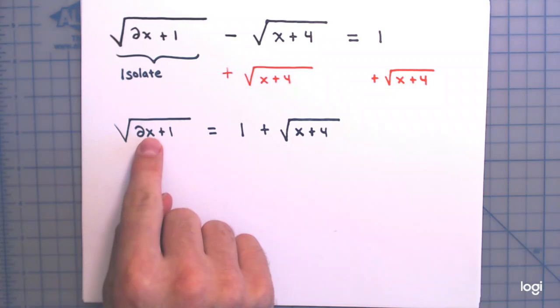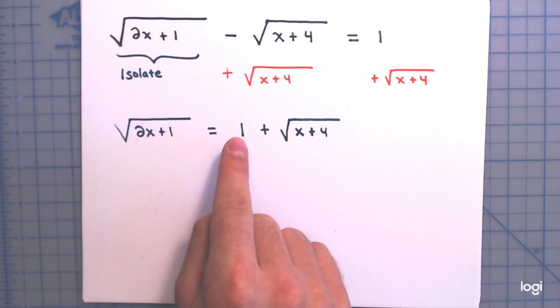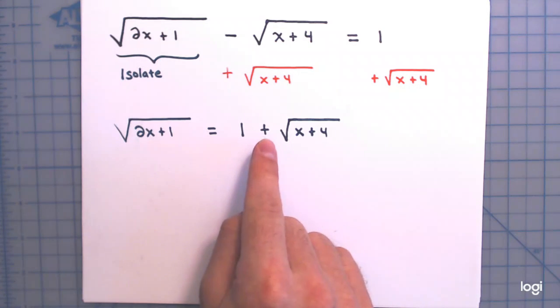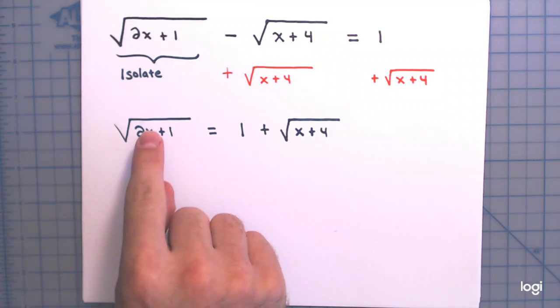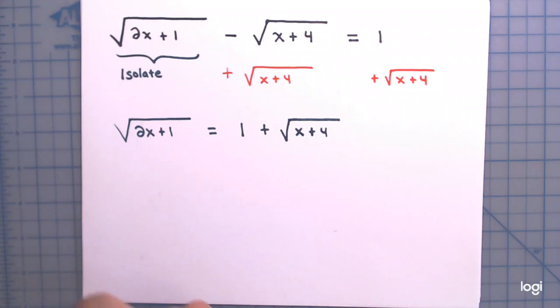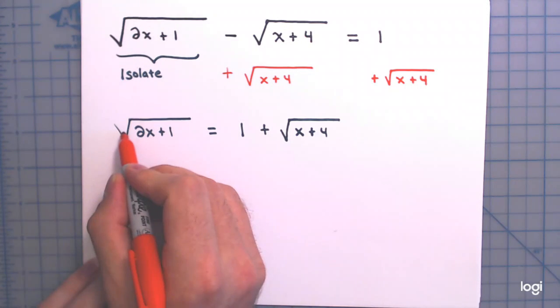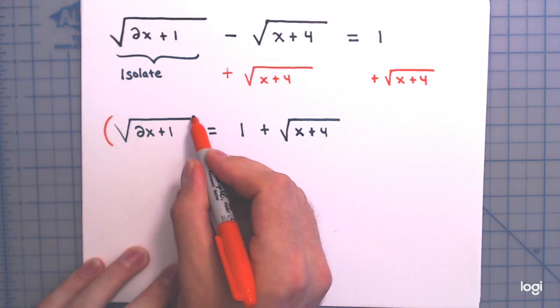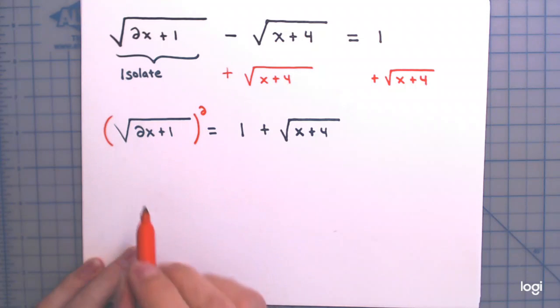All right, so I have one term over here that's just a radical by itself, and then I have 2 terms here where one term is just a number, a constant, plus this other term which is a radical. Great. So I've isolated one of the radical terms, step 1. Step 2 was to undo that radical. Get rid of this radical by raising both sides to the index power. This is a square root, so to undo that I would raise both sides to the second power, the index of 2.